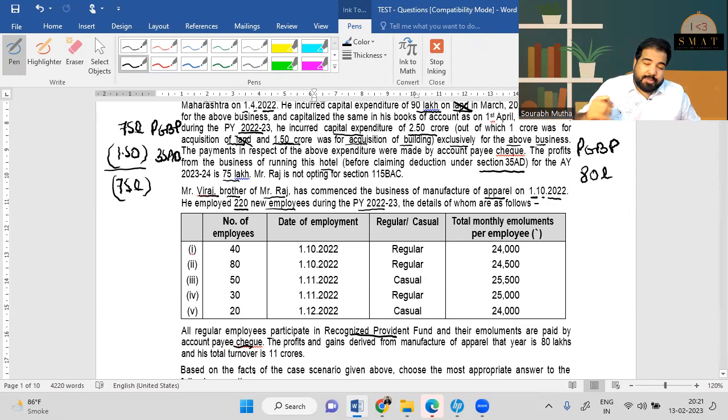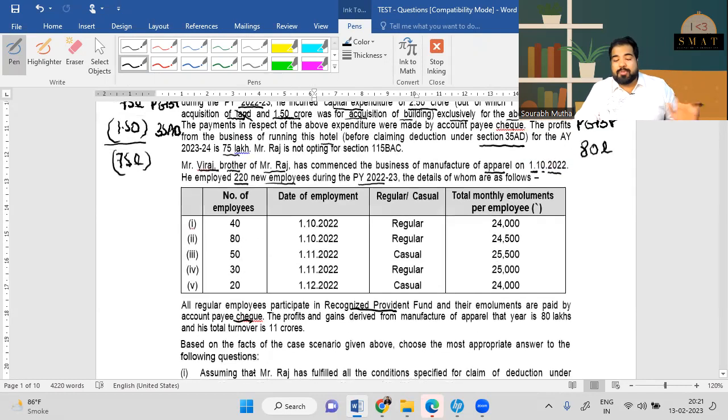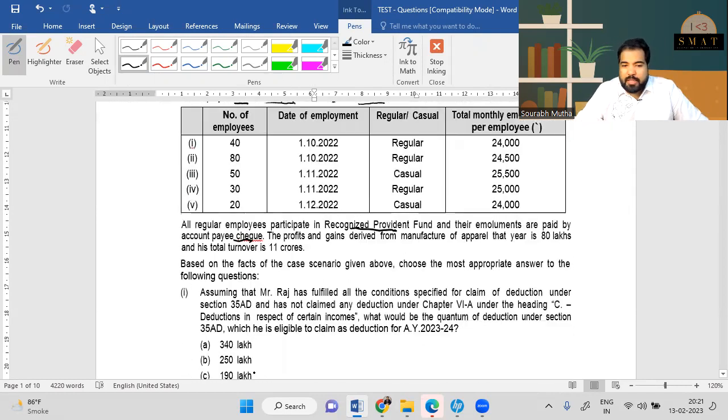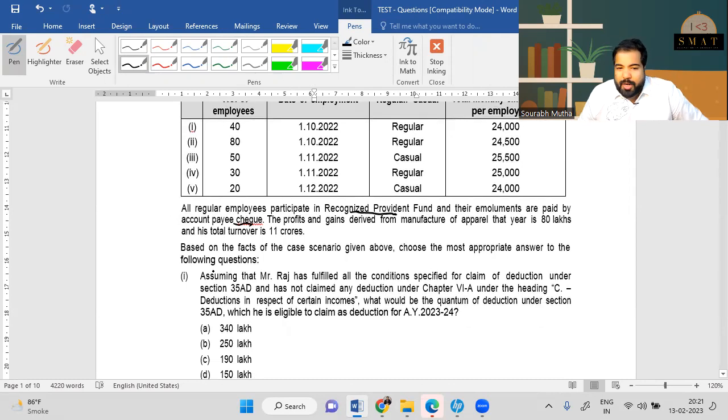That means he's a big guy. He's subject to audit because you remember, guys, anyone whose turnover is more than 10 crore is subject to audit. Based on the facts of the case, choose the most appropriate answer to the following questions. Let's see what this is. Assuming Mr.